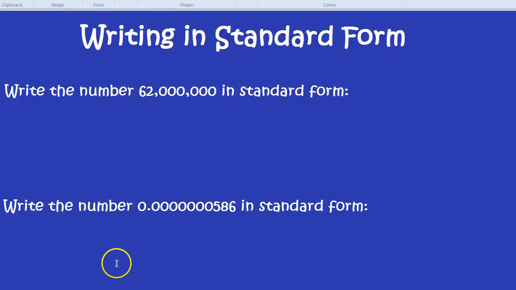Numbers come in all shapes and sizes, and wouldn't it be nice if there was a way of writing numbers so that no matter what the number was, no matter how small or big, it always looked roughly the same as any other number? It was presented in a standard format. That is what standard form is: converting all different types of numbers, whether they are huge or tiny, so that they look in a similar way. They're in a standard format or a standard form. How do we do that?